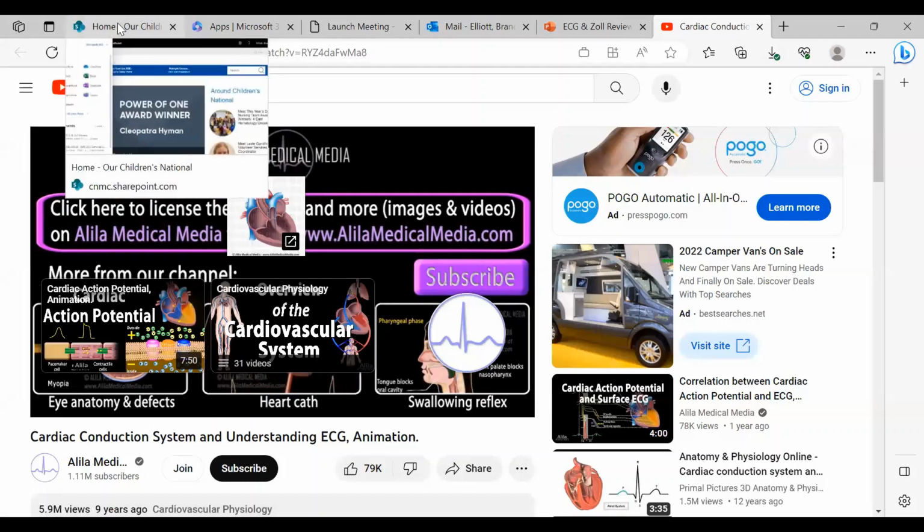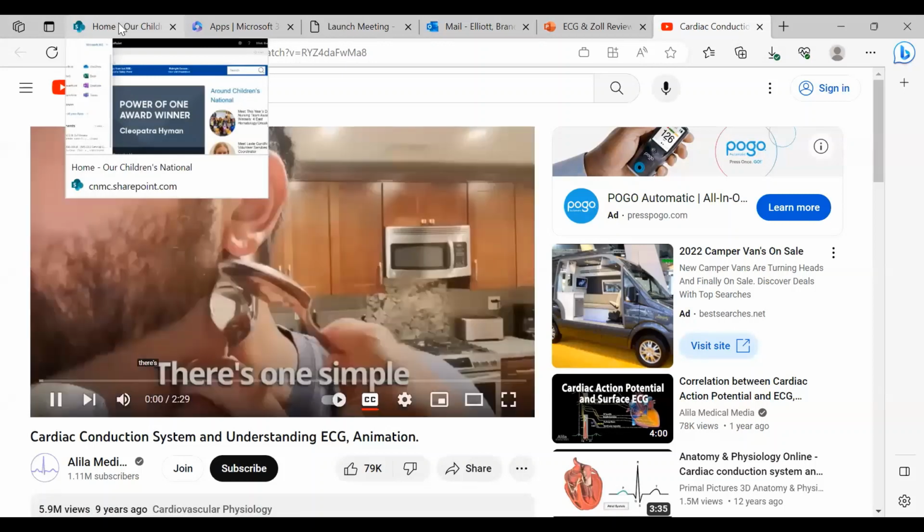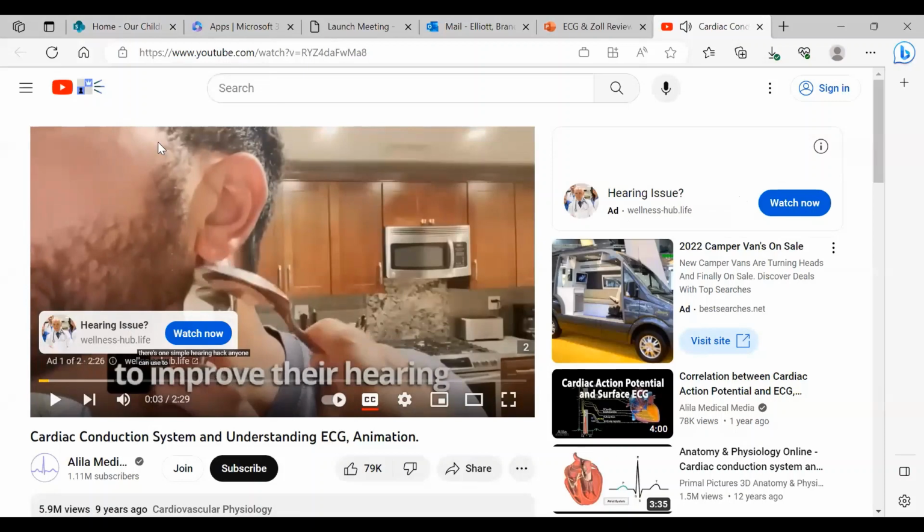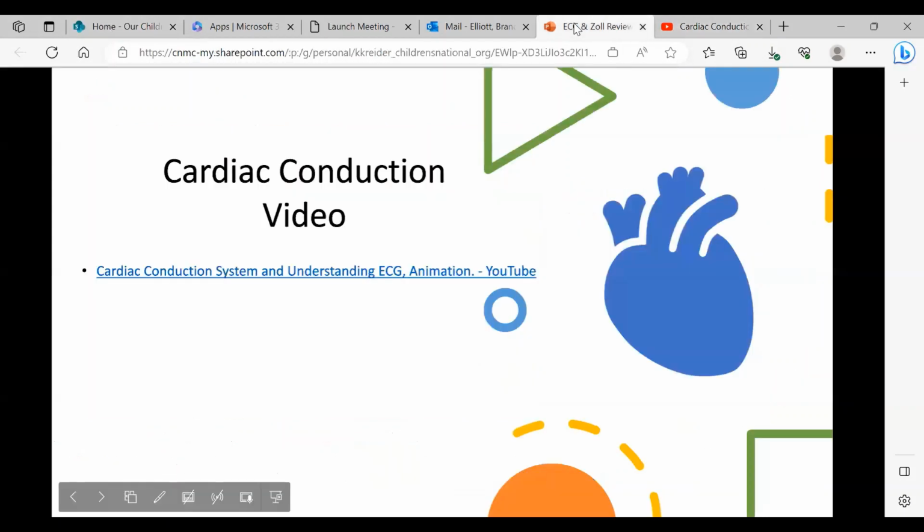Transition affected by PowerPoint, my little things need to hide away. There's one simple hearing hack anyone can use to improve. I want to watch that. I know you want to watch that, however, my little screen needs to. Okay. Also click and drag it out of the way. You think so? Yep. I hope so. I want to drag this thing. Yeah, that makes so much more sense.